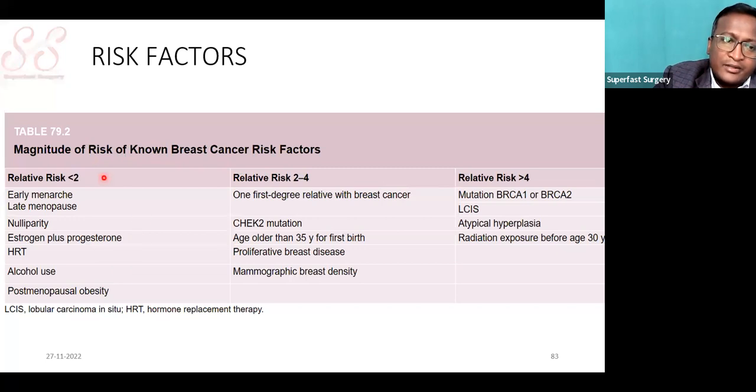And another trick to remember relative risk less than 2 is the hormonal associated risk factors. That is early menarche, late menopause. Early menarche means less than 11 years. Late menopause means more than 55 years. That is also easy to remember because both are multiples of 11. Now, nulliparity is also associated with hormone receptor, estrogen, progesterone, hormone replacement therapy, alcohol use, postmenopausal obesity. All these are associated with hormone. So all of them have relative risk less than 2. Now, apart from these two columns of the table, the remaining has relative risk between 2 to 4.